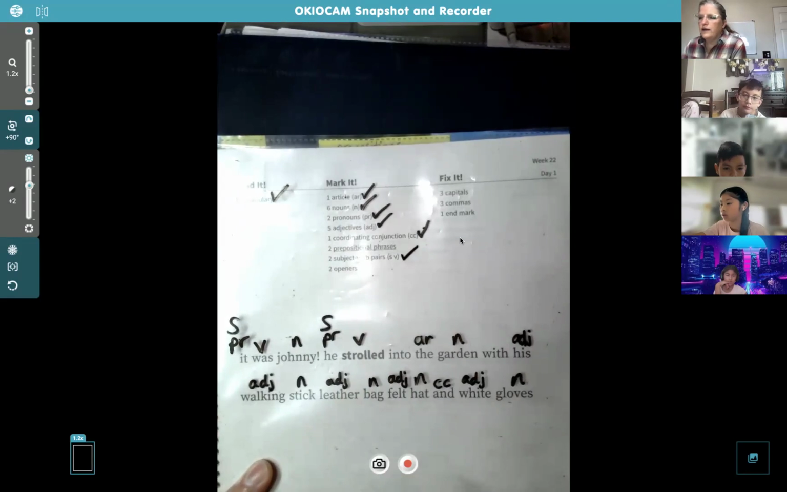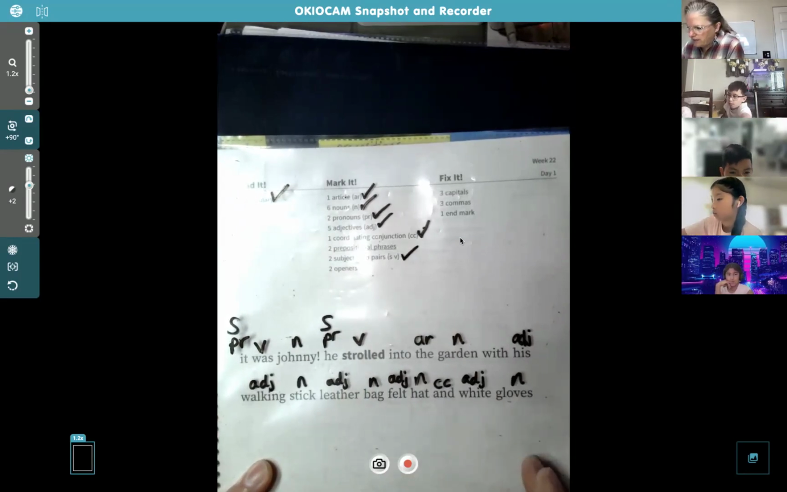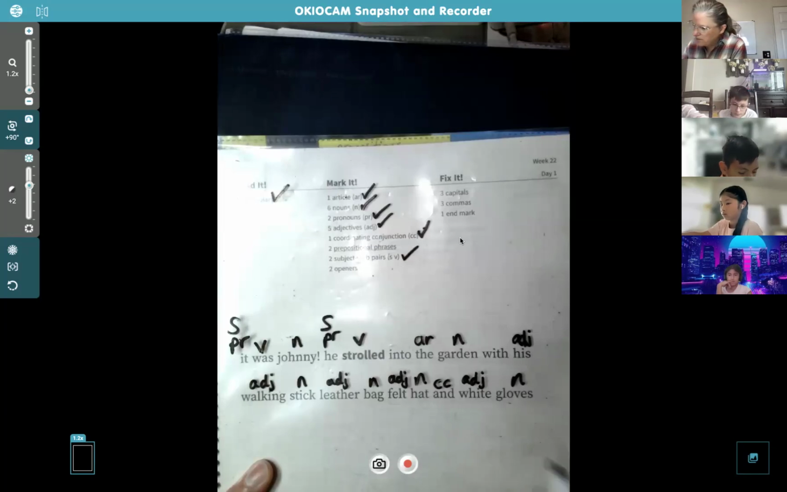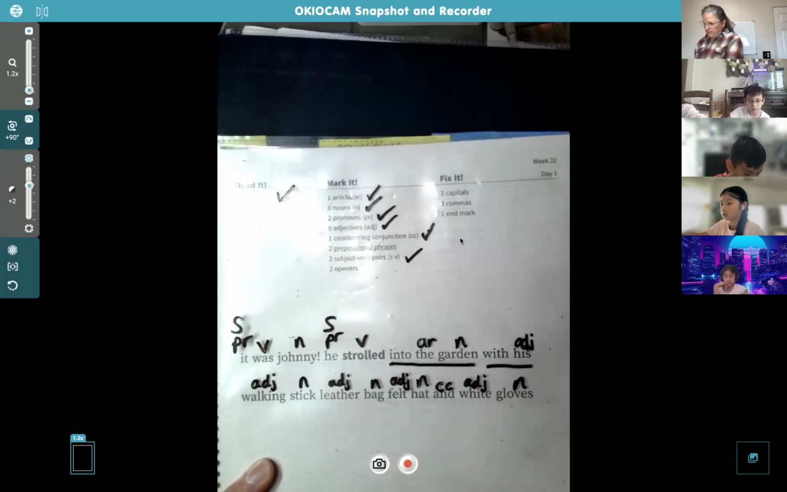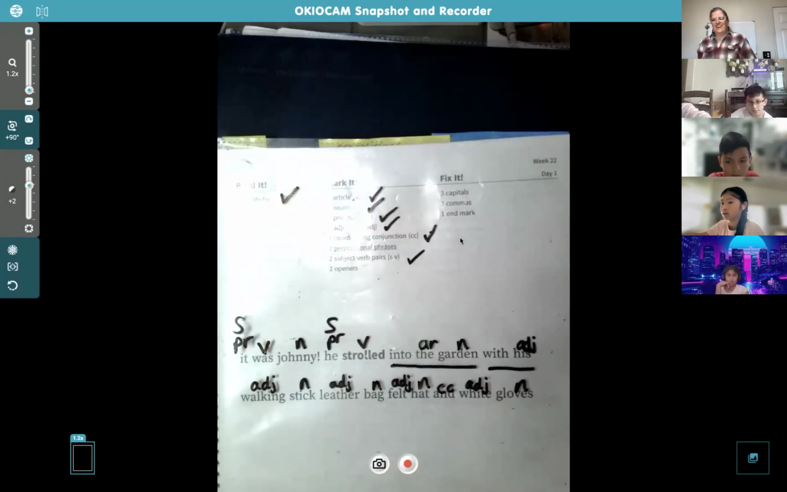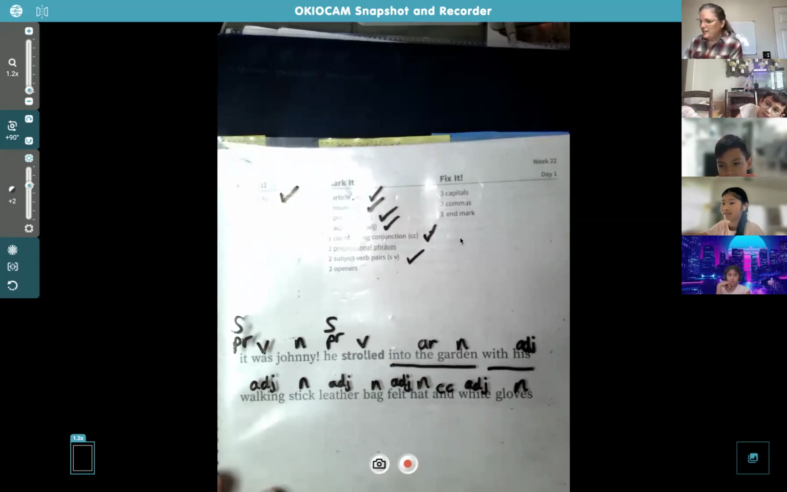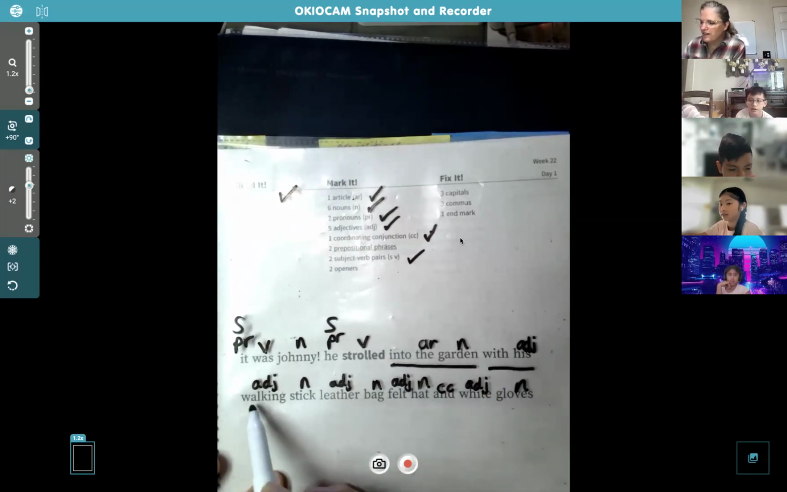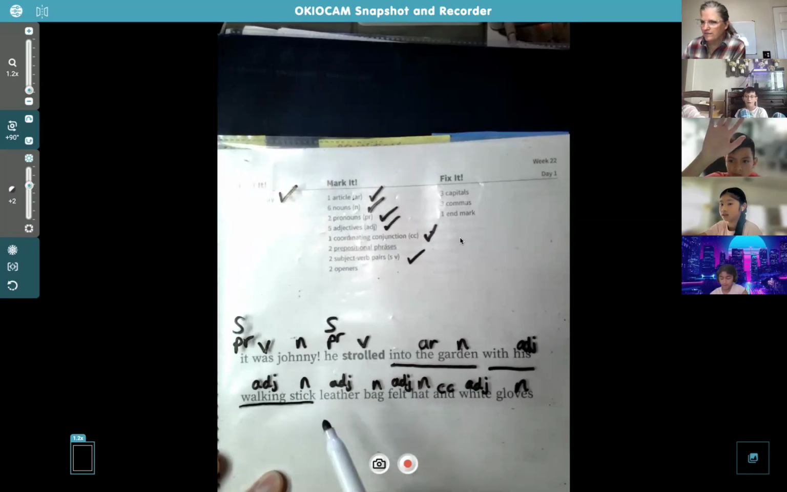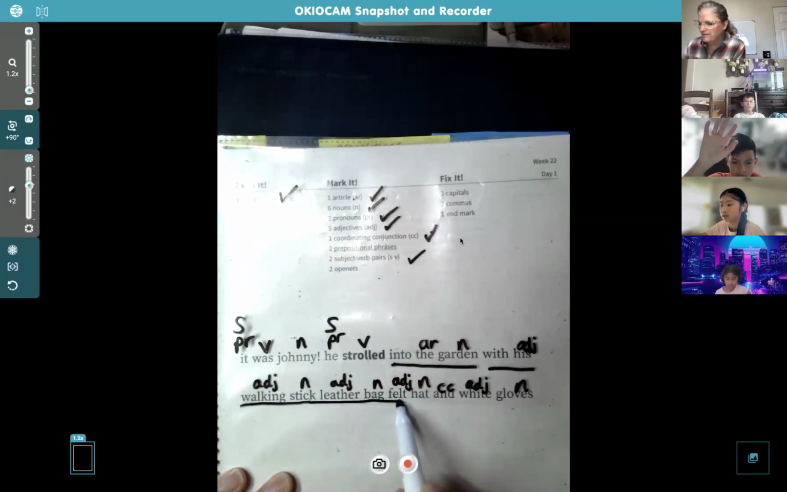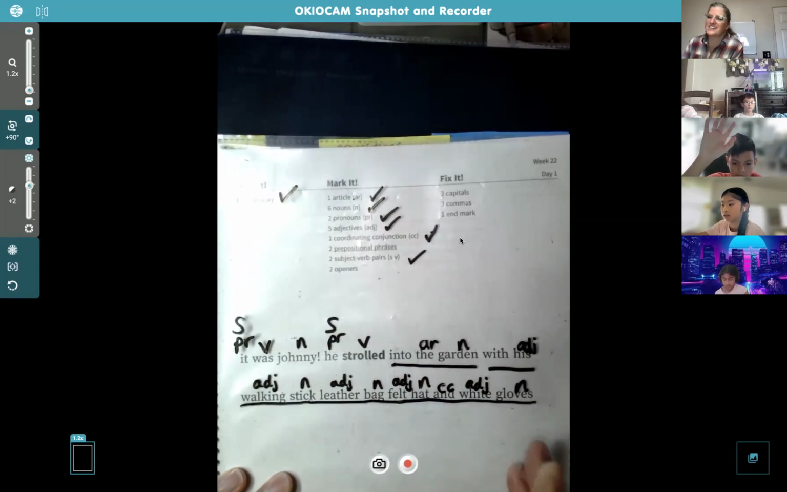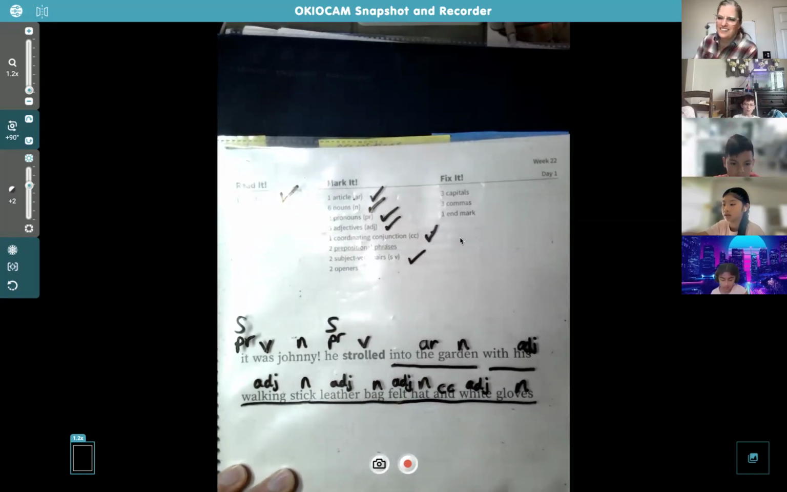Good job. All right, now the prepositional phrases, Sydney. Where are those at? Into the garden. With his walking stick. You're right. But it keeps going. Really? Yep. Leather bag, felt hat, and white gloves. Yes. Yeah.